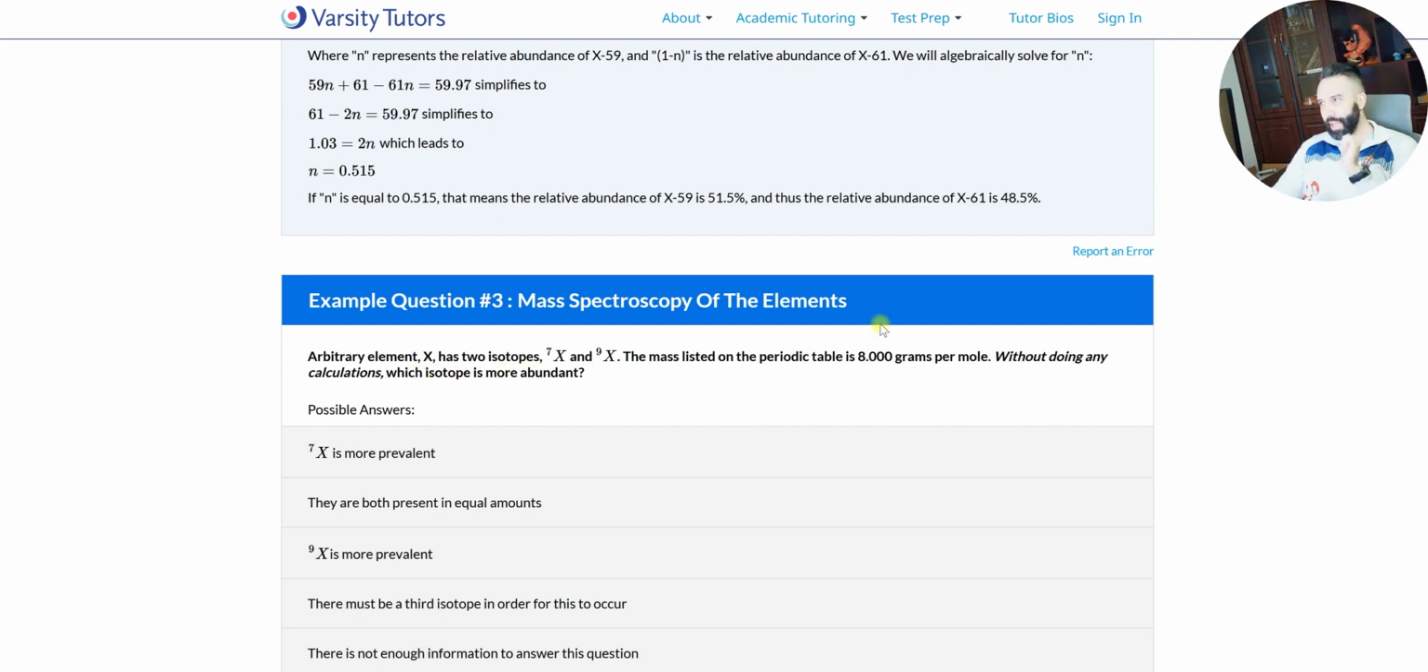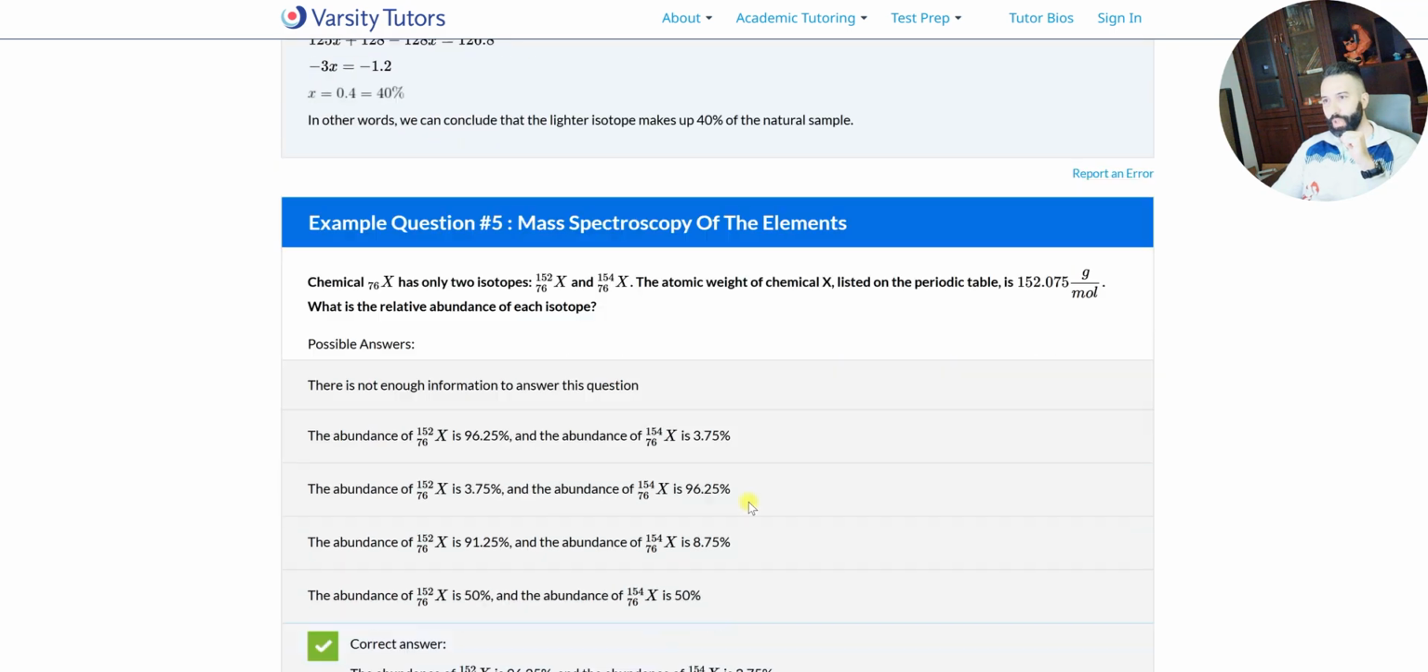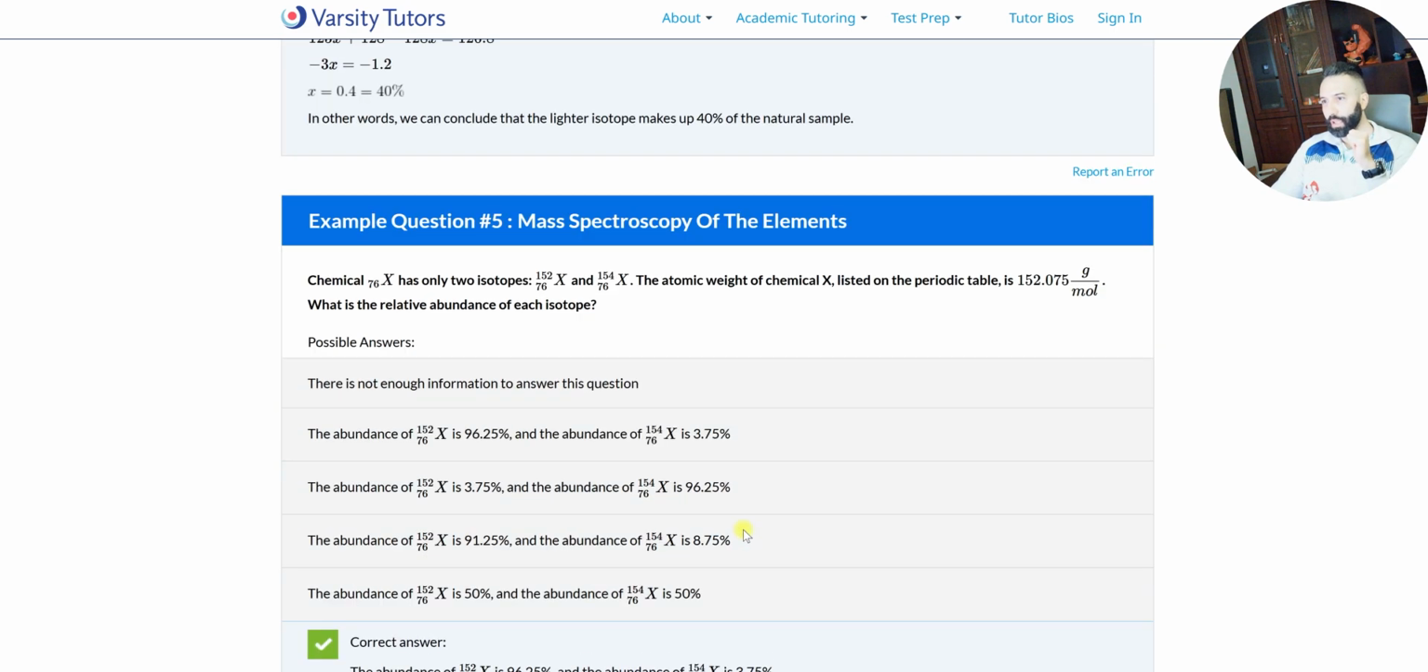Well, if the average is 8 and one is 7, one is 9, that means you've got two of them 50-50. So the fractions are 0.5 to 0.5. The percentage is 50% to 50%. So they're present in equal amounts. So it's that. Yep.